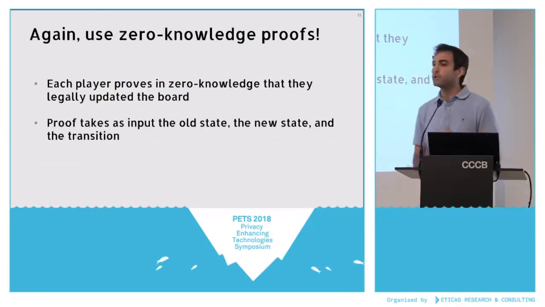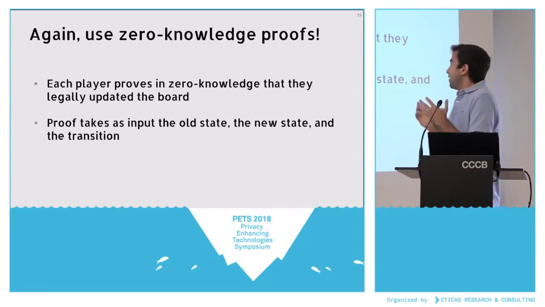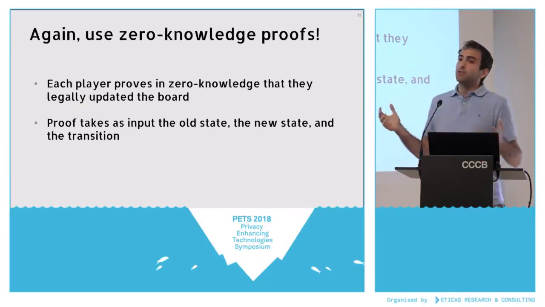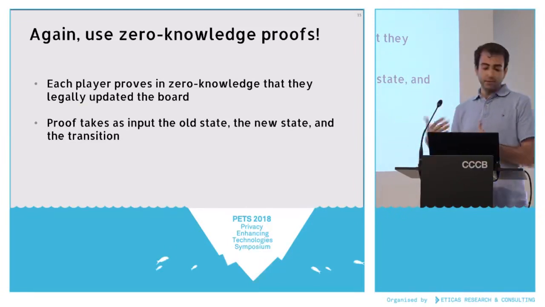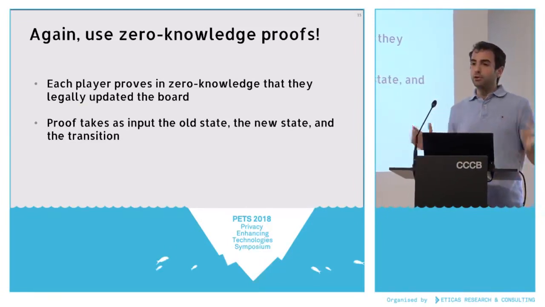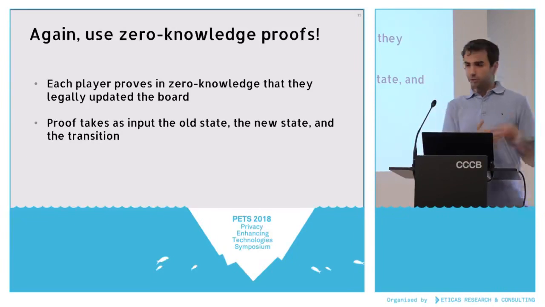Again, for this example, we can use zero-knowledge proofs. Each player proves in zero knowledge that they legally updated the board. That is, the proof takes a previous state, it takes a transition, which is their move, and it takes an end state, and it shows that this is a valid move. Again, this is a situation in which we can get input privacy, because they cannot leak their moves to the blockchain. Instead, they commit to the code, and they just prove things about it.